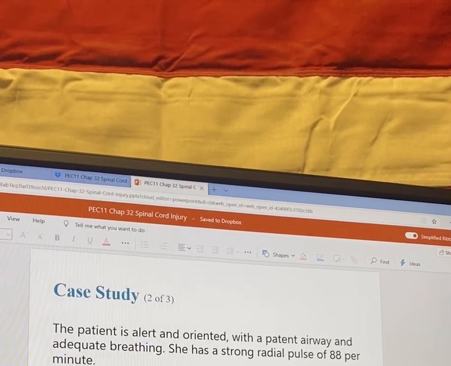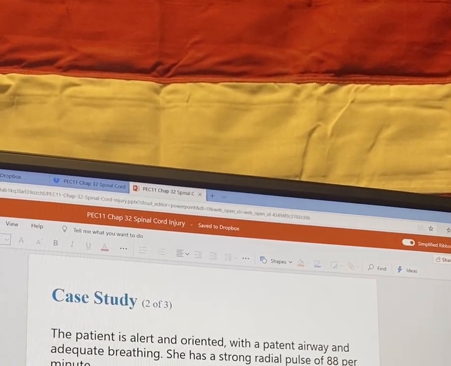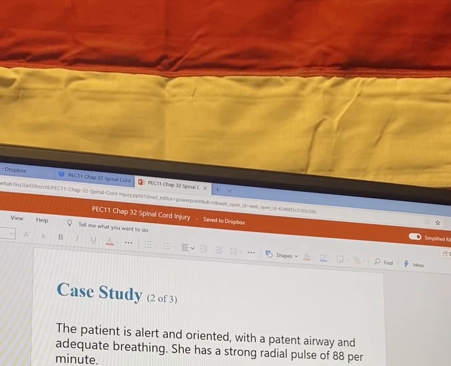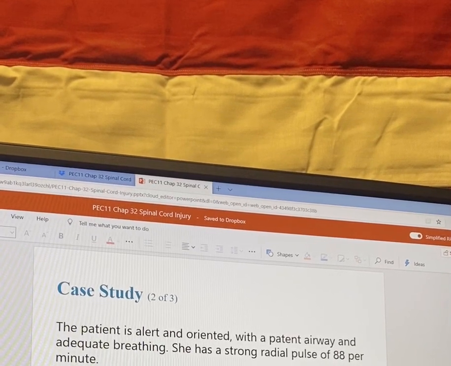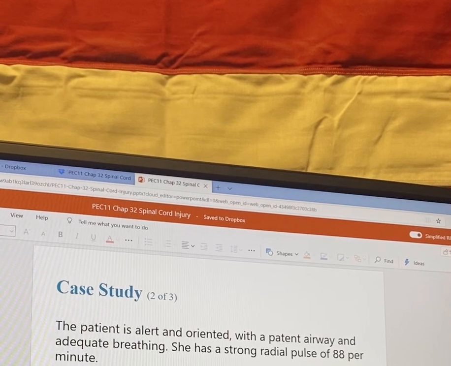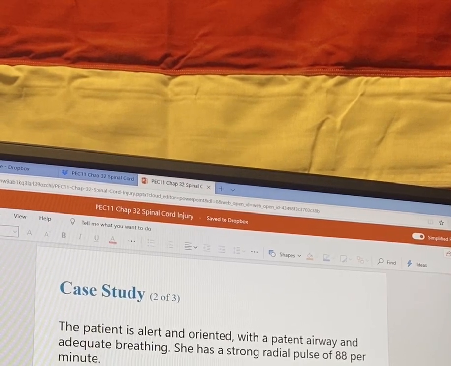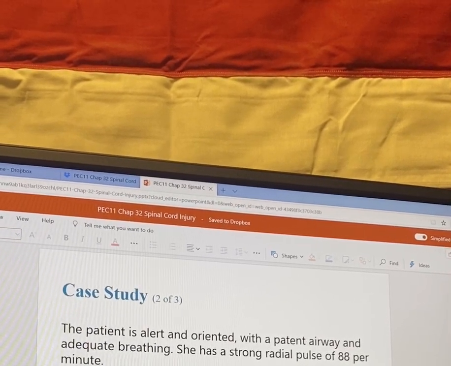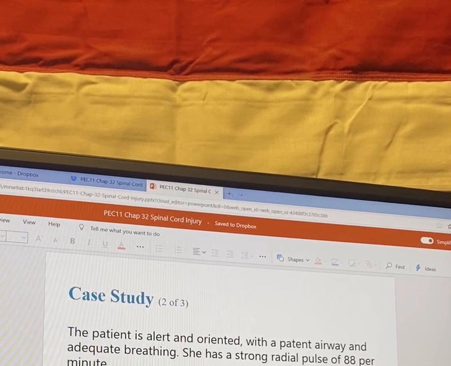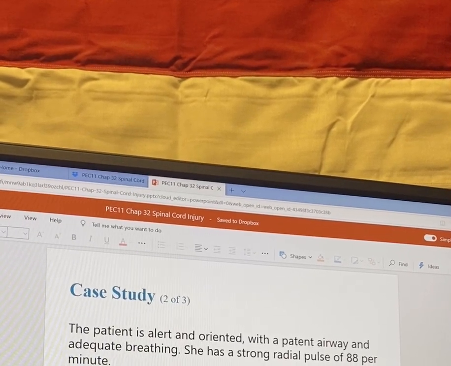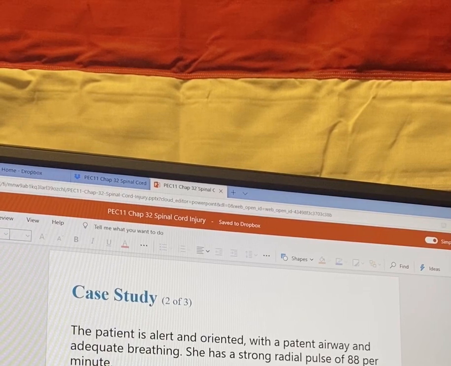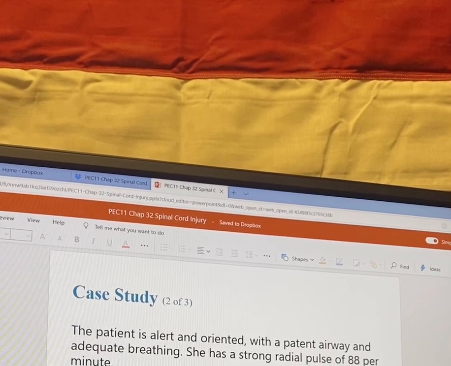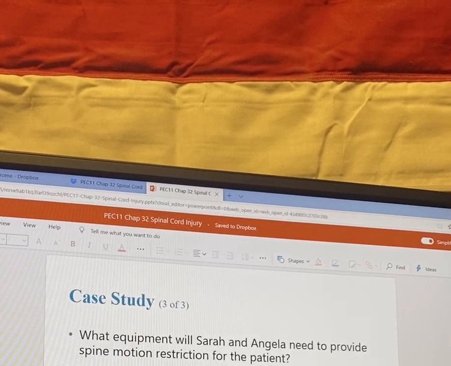All right, back to our case study. The patient is alert and oriented with a patent airway and adequate breathing. She has a strong radial pulse at 88 per minute. She has movement and sensation to pain and light touch in her upper extremities. She has sensation to pain and light touch in her lower extremities. But she has bilateral ankle injuries, which makes assessment of motor function difficult.